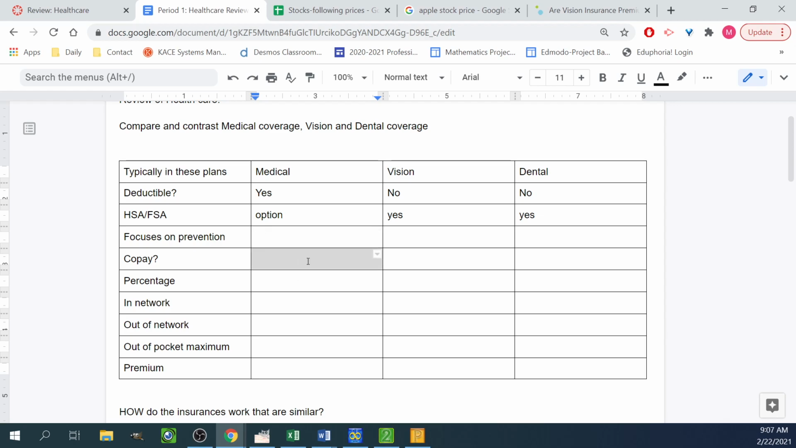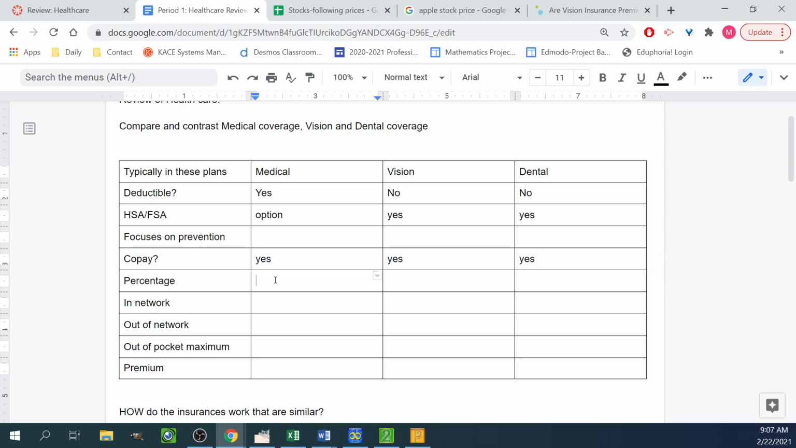Does medical have a copay? Yes. Does vision have a copay? Yes. Does dental have a copay? Yes. So this is something, when I'm comparing and contrasting, what's something that they all have? If you can't tell me that pretty much everything has a copay, you don't understand insurance.